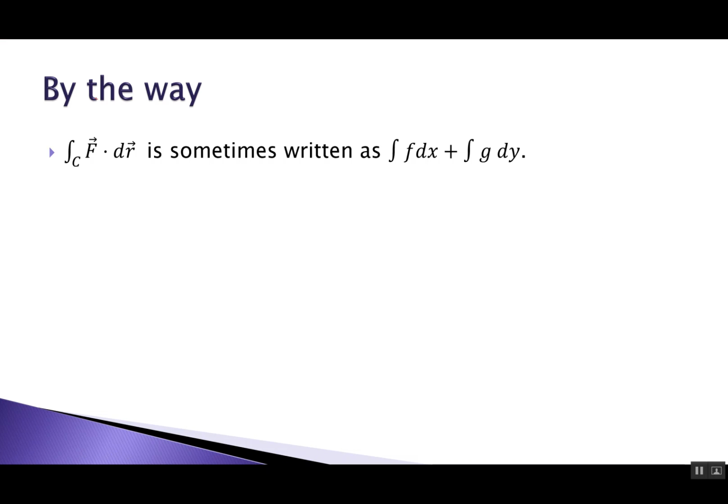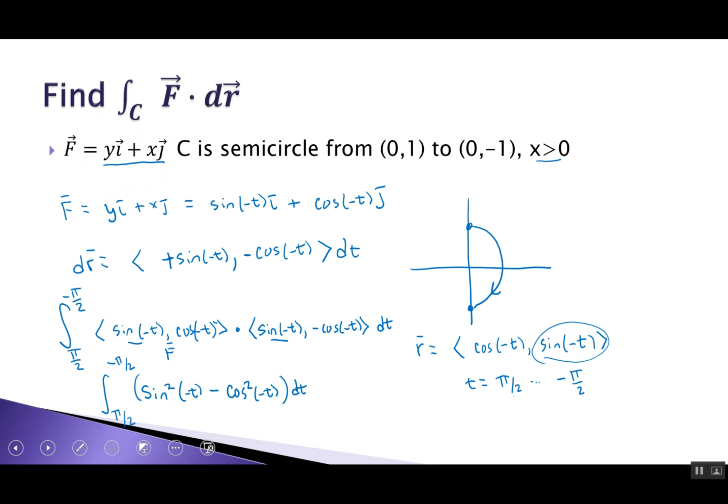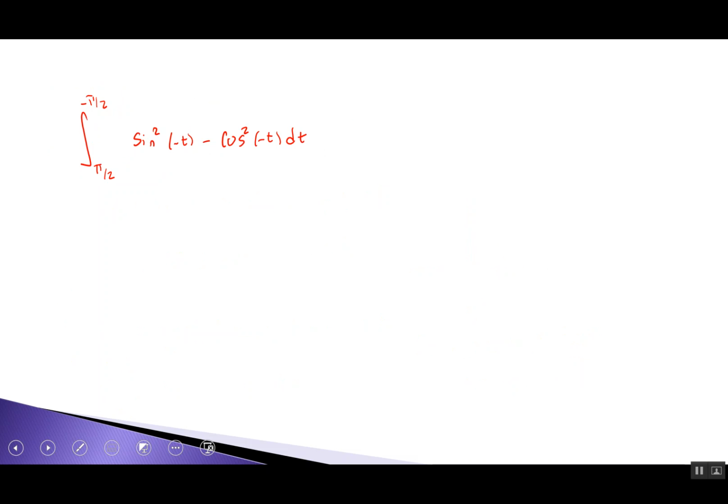So I had the integral from pi over 2 to minus pi over 2 of sine squared of negative t minus cosine squared of negative t dt. If that's correct, let me double check. Yeah. Okay, so let's see what we have here. If this were a plus, that would be an easy integral to calculate, wouldn't it? But it's not.